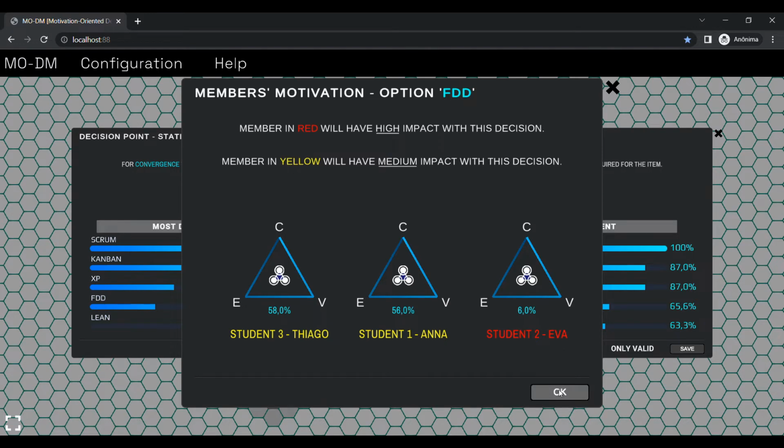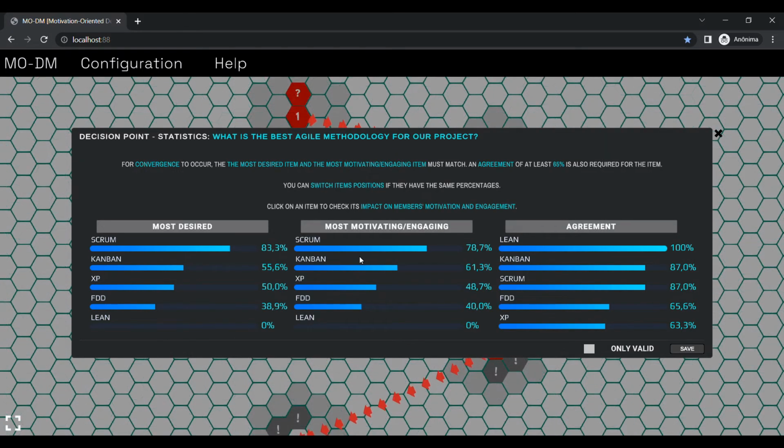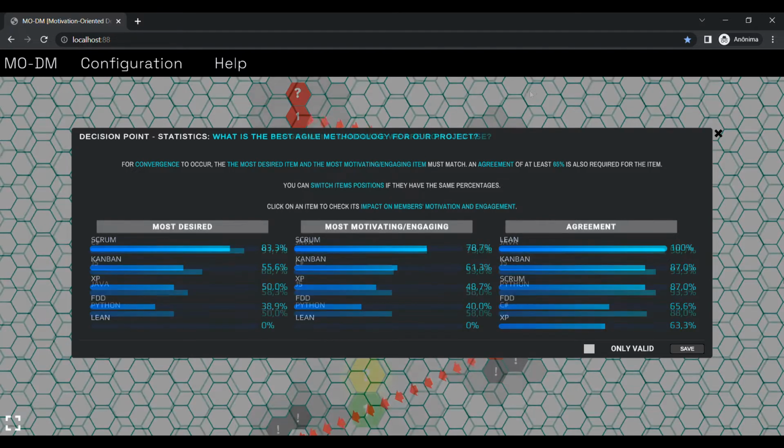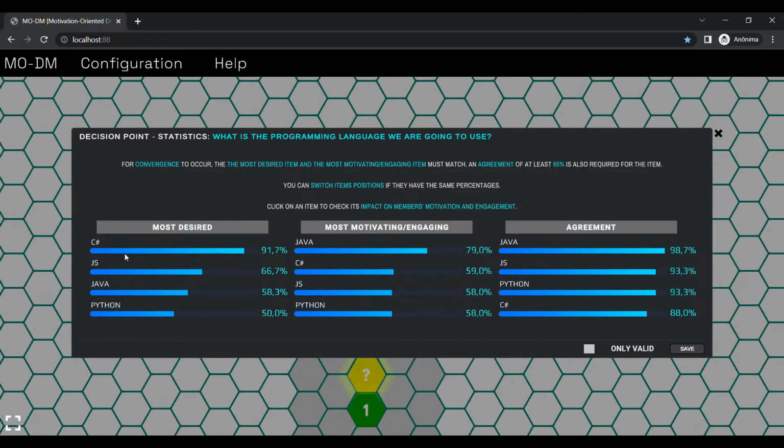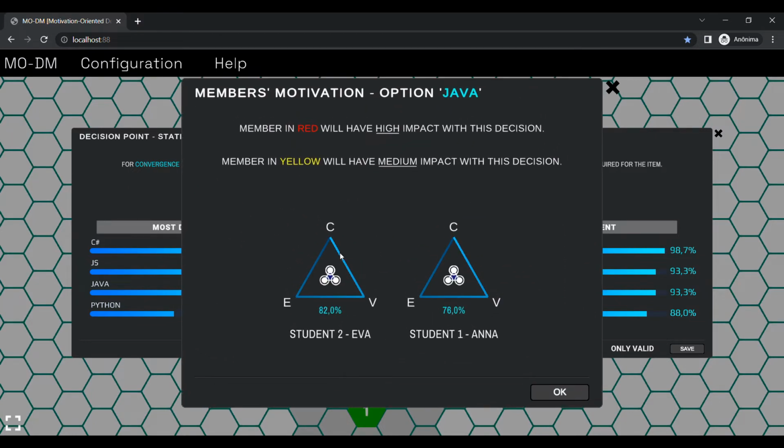Agreement levels can also be tracked for each of the alternatives. If the top option on both rankings is the same, and a good agreement level is reached, there is a convergence. That is the best option for the team, considering motivation and engagement. When they are different, there is a divergence. The team can make a new round of evaluation or opt for one of the options, always considering the impacts caused on the members.